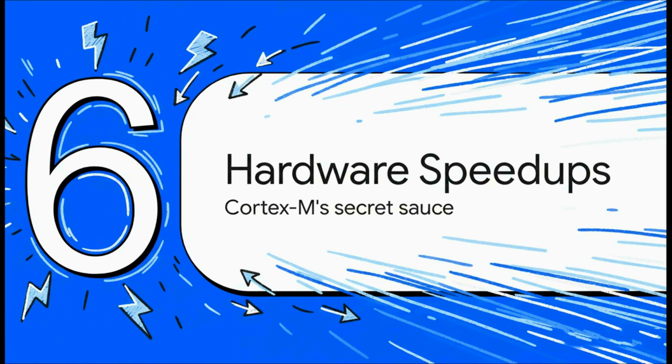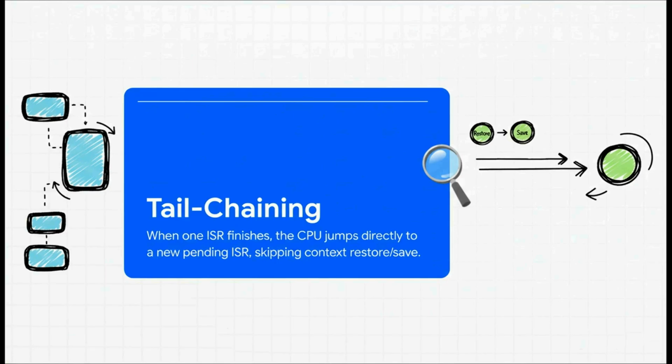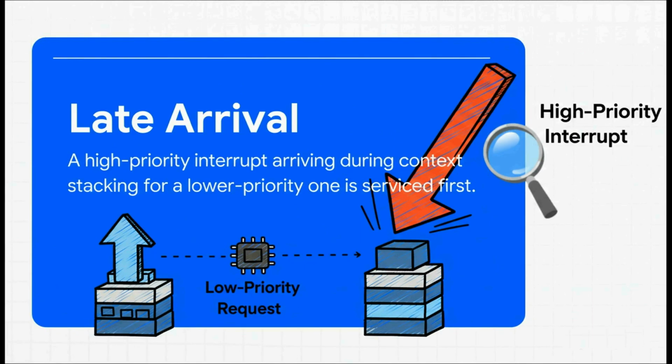This is really the secret sauce. The first optimization is called tail chaining. So imagine a low-priority interrupt handler finishes, and the NVIC sees that another one is already waiting. A less sophisticated CPU would waste time restoring the main program's registers, only to immediately save them all again for the new interrupt. The Cortex-M is way smarter. It just skips the whole restore and save dance and jumps directly from the end of the first ISR to the start of the next one. This cuts down the latency between interrupts to just a few clock cycles. It's brilliant.